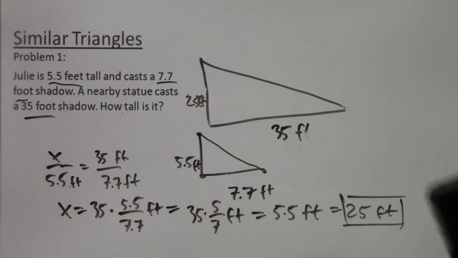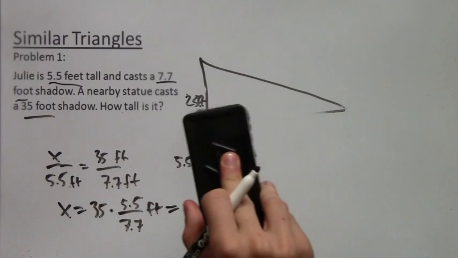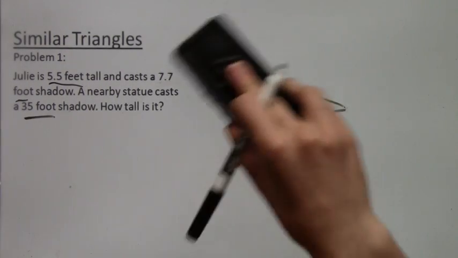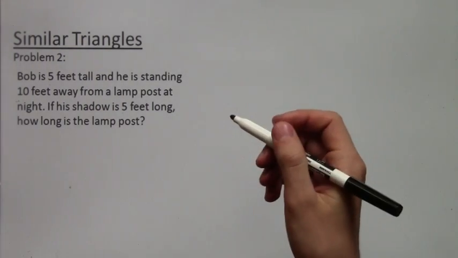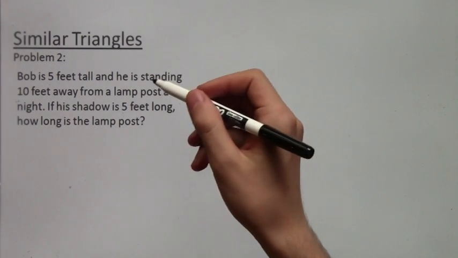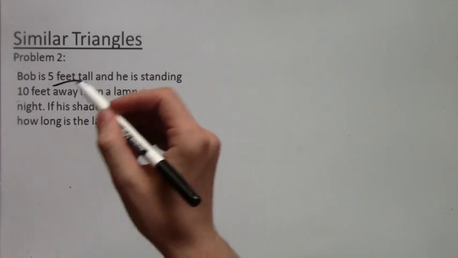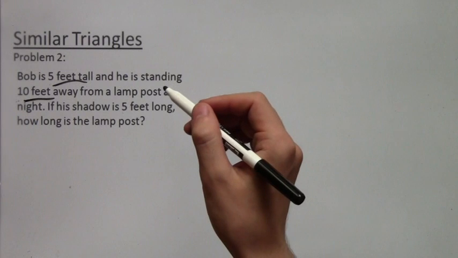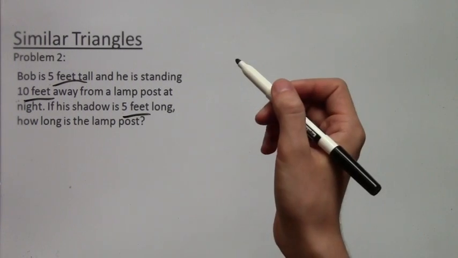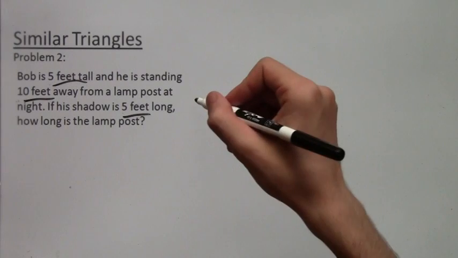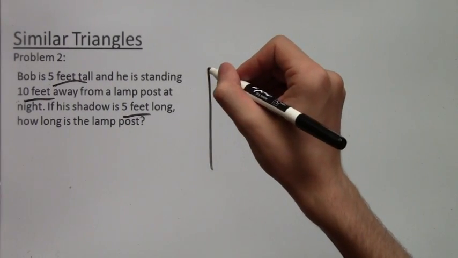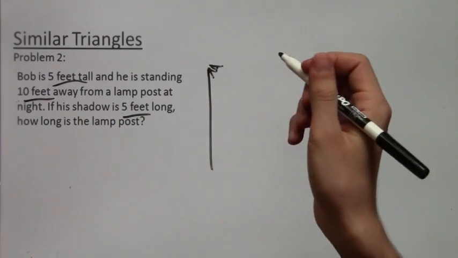Alright, so now we're going to move on to a second example. We have Bob. He's 5 feet tall, and he's standing 10 feet away from a lamp post at night. If his shadow is 5 feet long, how tall is the lamp post? Of course we're going to want to make a diagram first. So here's going to be the lamp post with a little source of light at the top.